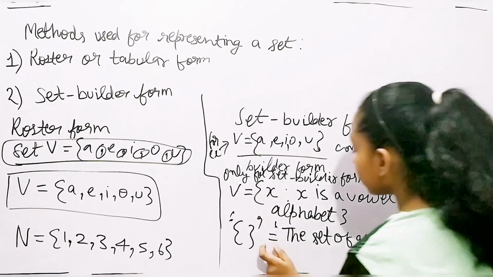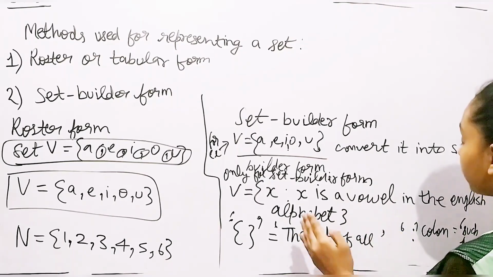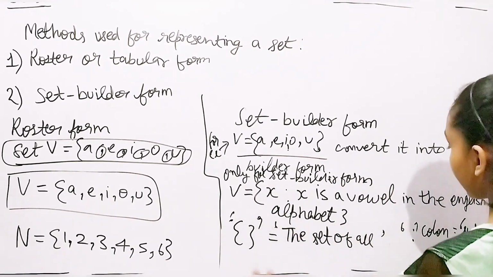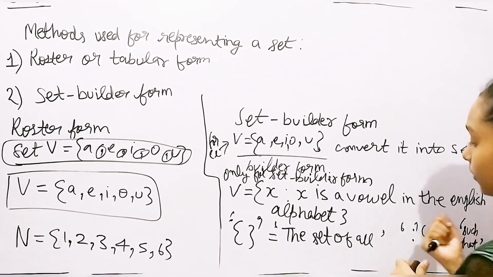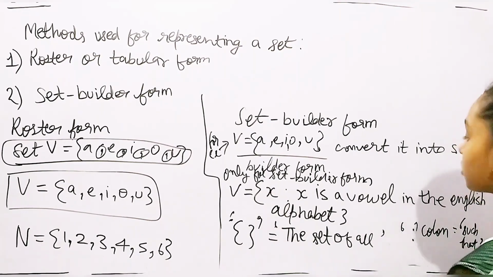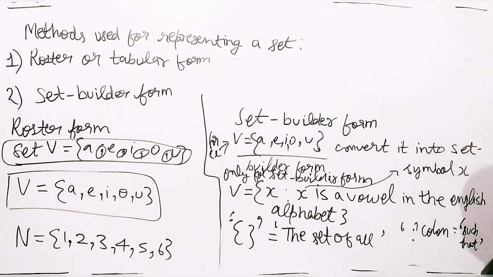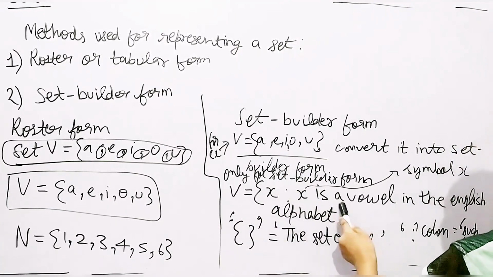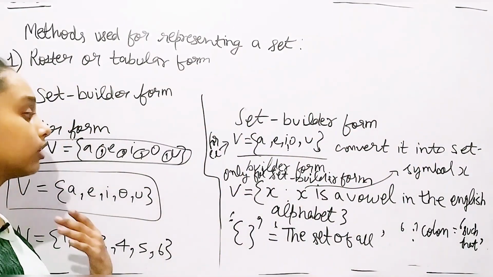So this brace is "set of all," only the first one, not the second. We're not going to repeat it. The set of all X such that X is a vowel in the English alphabet. Then the colon, which is here, we say "such that." That's really easy, easy peasy, and this is the symbol X. So the set V is equal to the set of all X such that X is a vowel in the English alphabet. That's how we can read it.